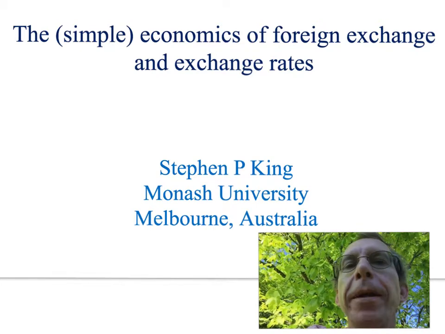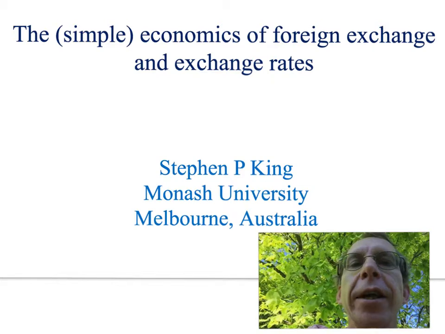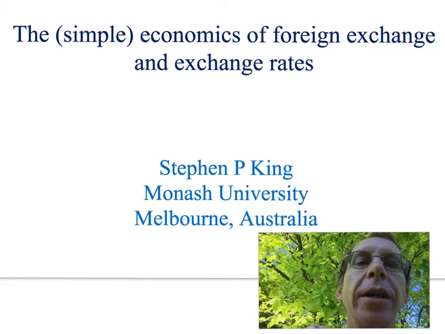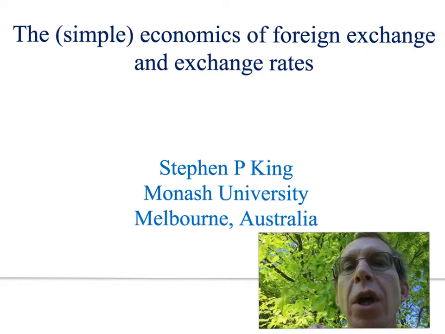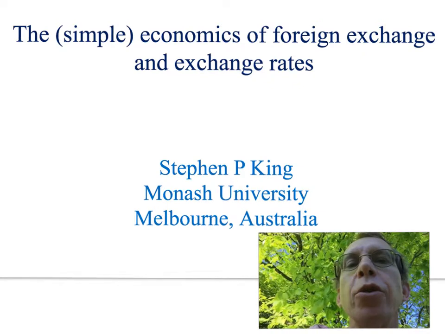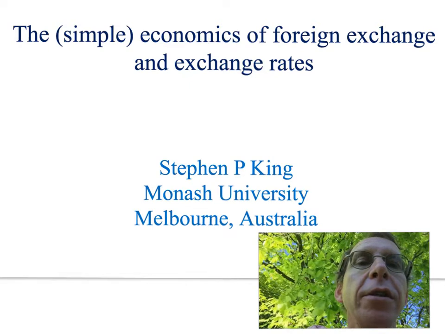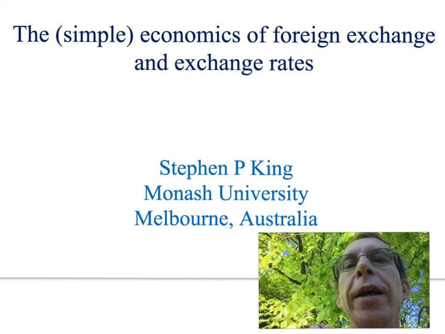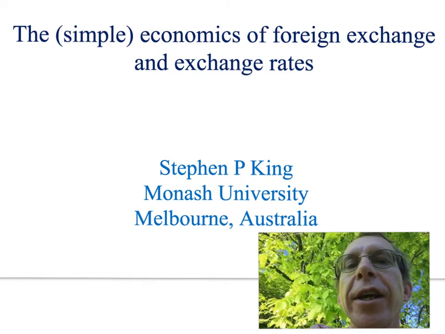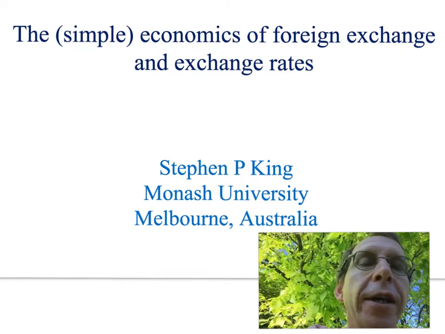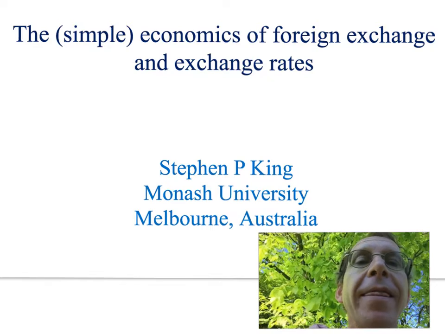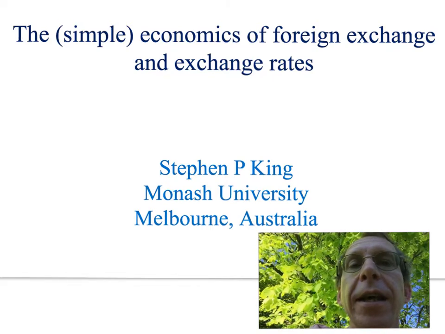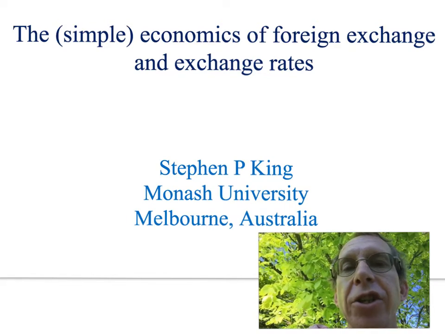We've seen why people might demand Australian dollars and sell euro, and why people might sell Australian dollars and buy euro. We're now going to turn that into a demand curve for Australian dollars and a supply curve for Australian dollars. That will allow us to work out the equilibrium exchange rate, the Euro-Australian exchange rate. Then we're going to be able to analyse changes in government policy and how they affect the exchange rate.